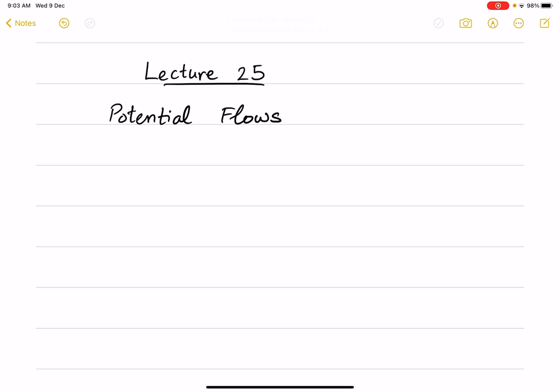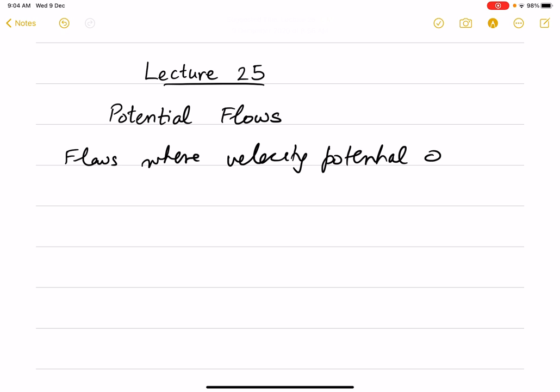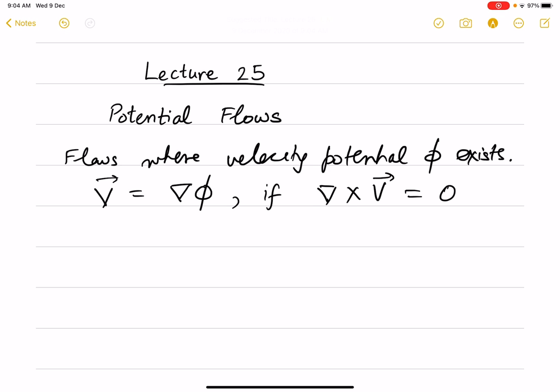Welcome to this class on fluid mechanics, and in today's class we will be discussing what we call potential flows. Now, as the name indicates, potential flows are flows where velocity potential phi exists. And for this we have seen that velocity can be written as gradient of phi if del cross V, or vorticity, is equal to 0.